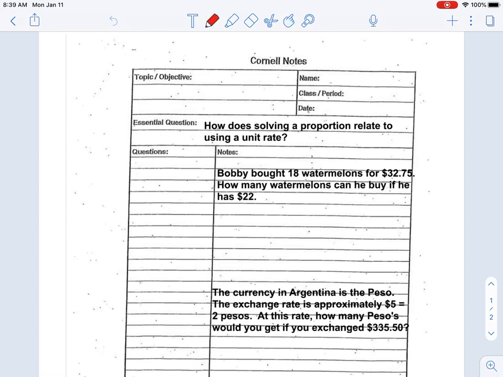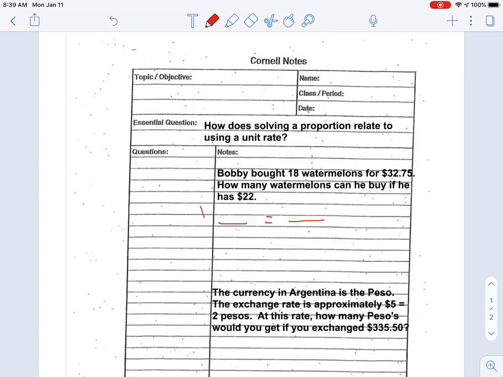So Bobby bought 18 watermelons for $32.75. How many watermelons can he buy if he has $22? Well, you could solve this with a unit rate and so on and so on. However, the easiest way to do this is with a proportion. So a proportion is when you just set up two fractions that are equal to each other.